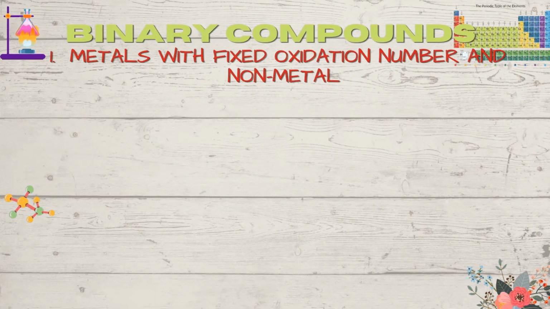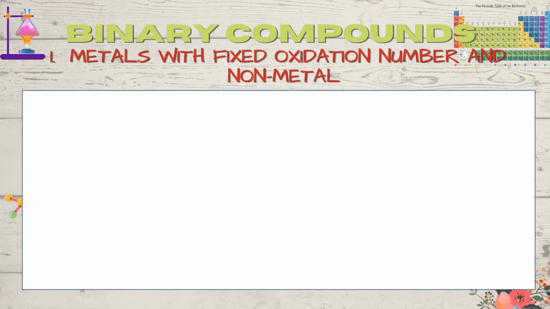So let's combine another metal and a non-metal. So metal with fixed oxidation number. So let's try another example. So let's use K for potassium. So K belongs to family 1. So the oxidation number of K is positive 1.